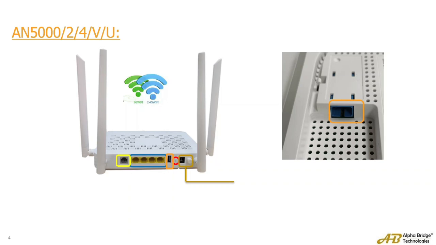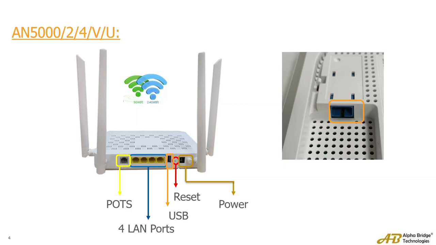This Alpha Bridge GPON ONU model has 4 LAN ports, 1 reset button, 1 USB port for backup or recovery, 1 POTS interface and the push and power button. At the backside of the ONU, it will have the fiber port. It is a dual band ONU which works on both 5 GHz and 2.4 GHz bands.